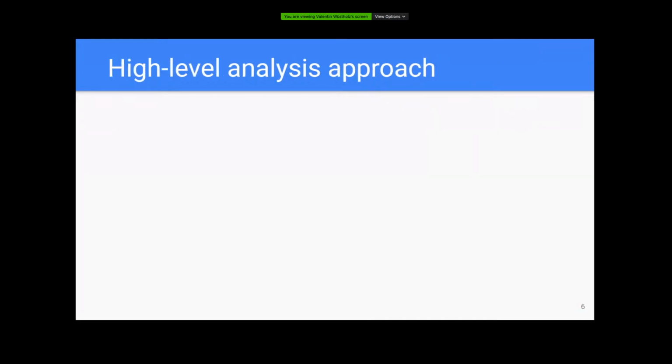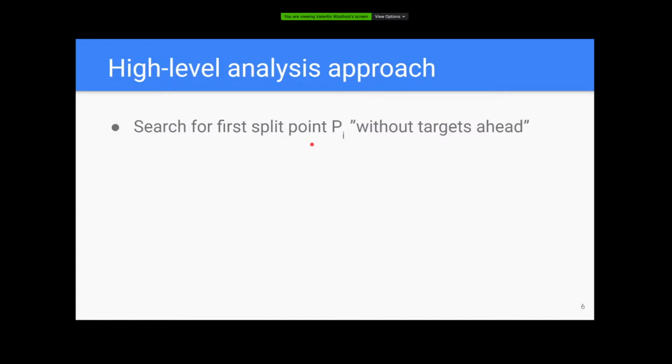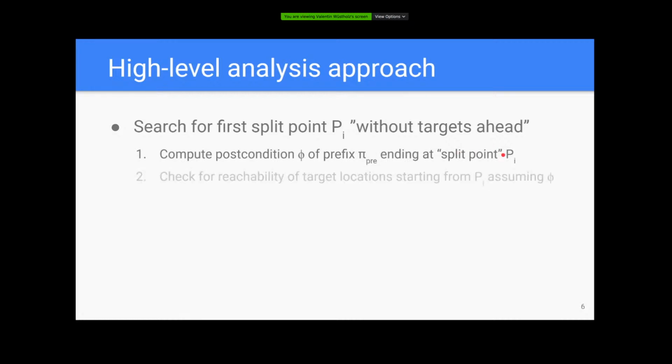So how does this work on a high level? The analysis basically searches for the first split point without targets ahead. And this works in 2 steps. First, we compute a post condition phi for the given path along the prefix pi pre that ends at the split point pi. And we use this post condition afterwards to run a more classical reachability analysis starting from the split point pi when assuming phi as the entry condition.